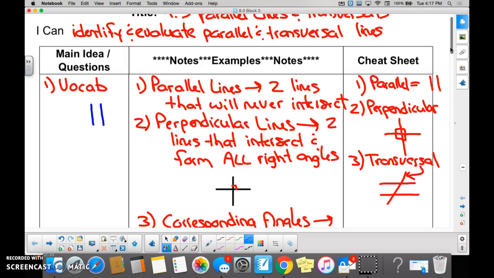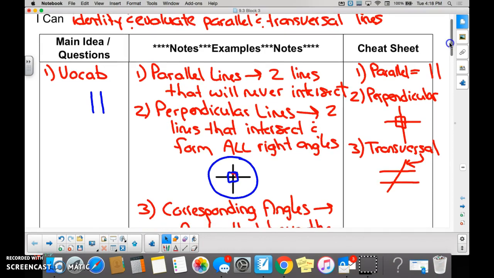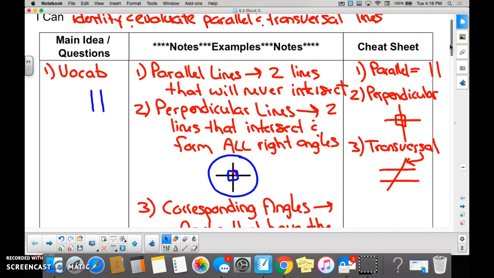Perpendicular lines would be two lines that intersect and form all right angles. So here's an example of perpendicular lines. Basically, you're making a plus. Okay, so we have two lines that intersect. When you have perpendicular lines, you're going to form a right angle, not only in this spot right here, but in this spot right here, in this spot right here, and this spot right here. All four angles make right angles. So if you have two intersecting lines and one of the angles is 90 degrees, you know that all four of them would be 90 degrees because you already know about vertical angles, opposite angles being congruent.